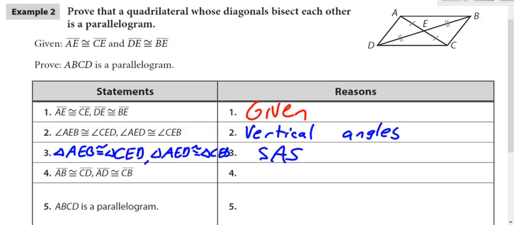Since those triangles are congruent, all of their corresponding parts are congruent. This side over here on the left corresponds with that side on the right. AD and BC. Those are corresponding, therefore they are congruent. Also, up here, AB and CD are congruent because they're corresponding parts of congruent triangles. So they are congruent.